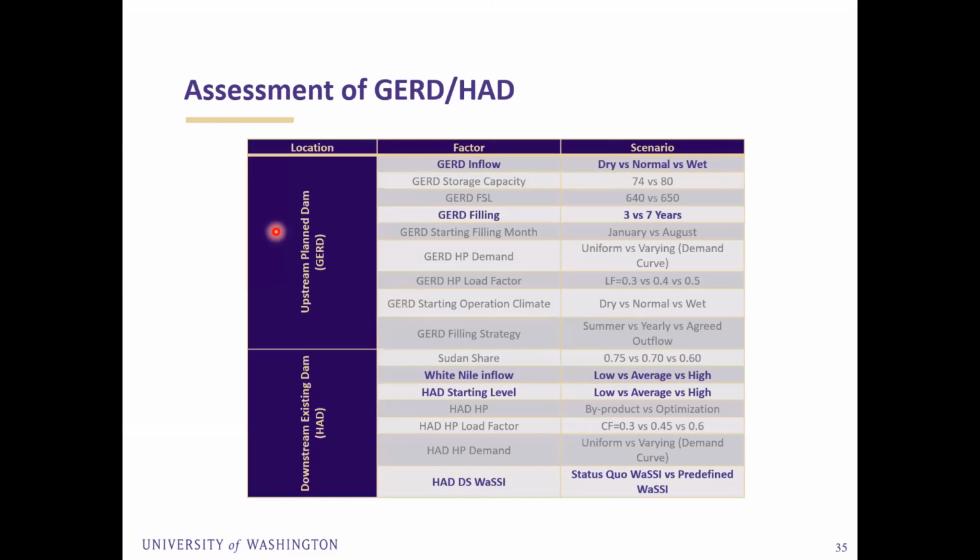So again, here's the table for the different factors. I consider only the main factors, not all of them, like the GERD inflow and the stream flow variability, dry, normal versus wet years, the GERD filling scenarios of 3 years, 7 years, and other scenarios as well, the White Nile inflow, which can also be dry or wet, the starting level of Hisham dam, or the downstream stress conditions.